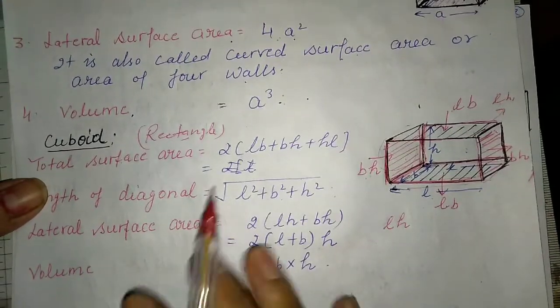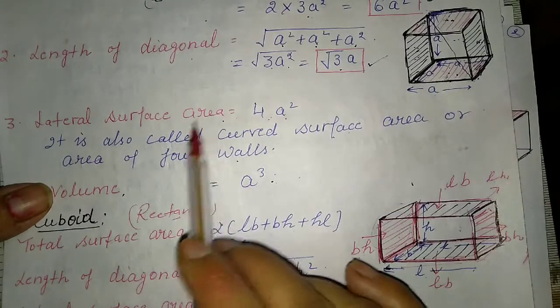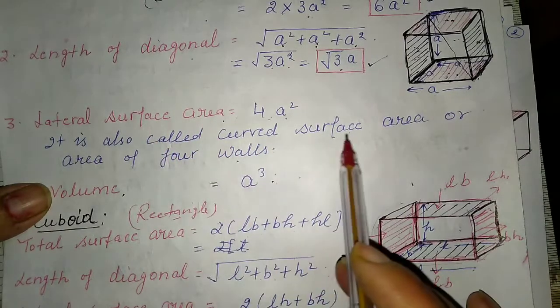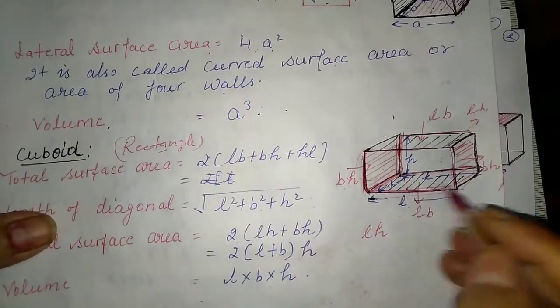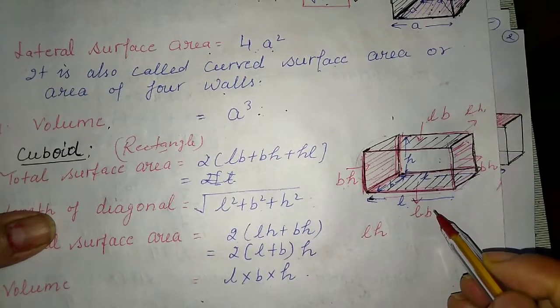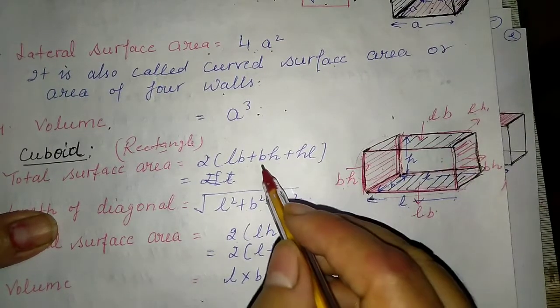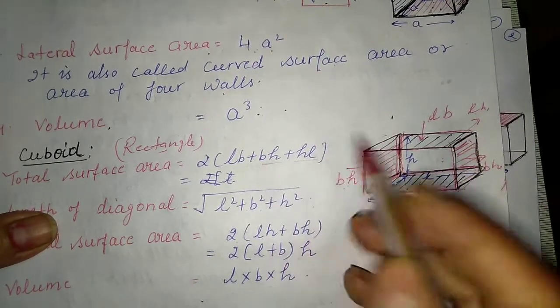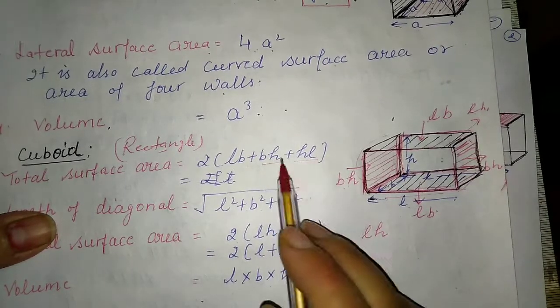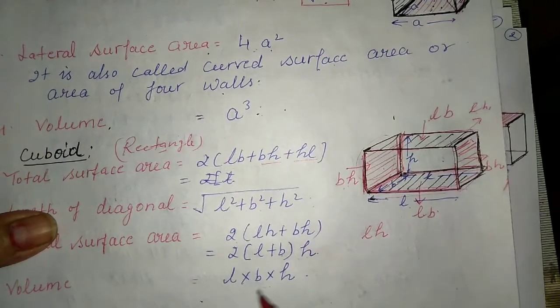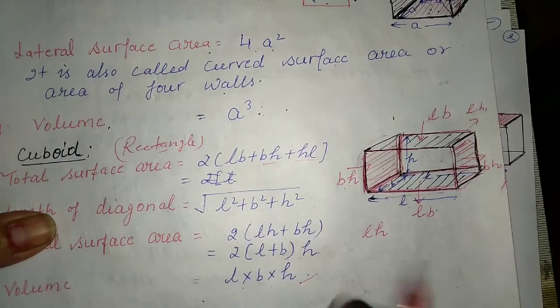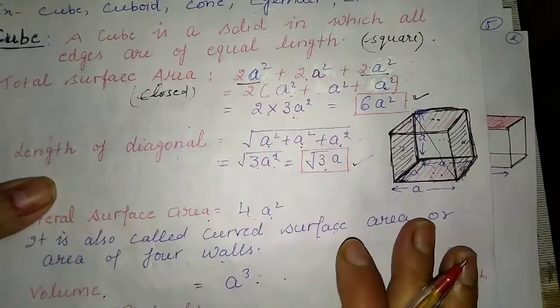Lateral surface area, as we came to know during the cube, is also called curved surface area or the area of 4 walls. In lateral surface area there is no floor and ceiling, meaning the LB part is not there. Only which part is there? BH and HL parts are there. So in BH and HL, H can be taken out as common: twice of (L plus B) into H. And the volume is equal to L into B into H.